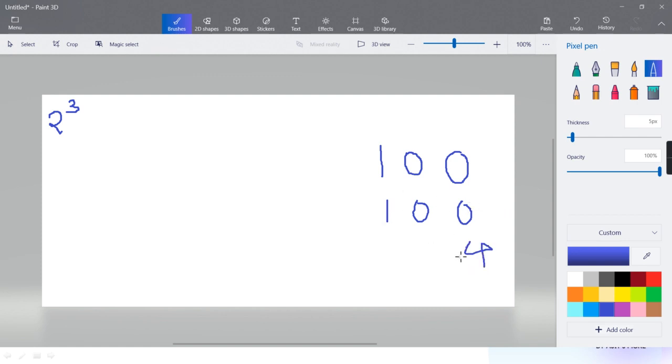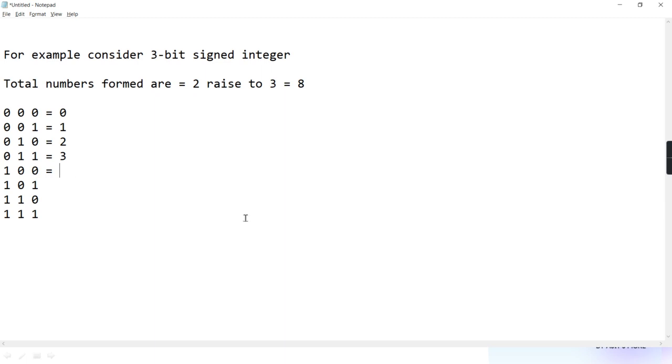What is the decimal of this? 4. But am I supposed to write 4 or minus 4? Minus 4, because you didn't get it by direct decimal. First you converted it to which form? 2's complement, and then its decimal. Always remember, any binary, when you first convert to 2's complement, then its decimal is always put with a minus sign. Getting, guys? So it is going to be minus 4.